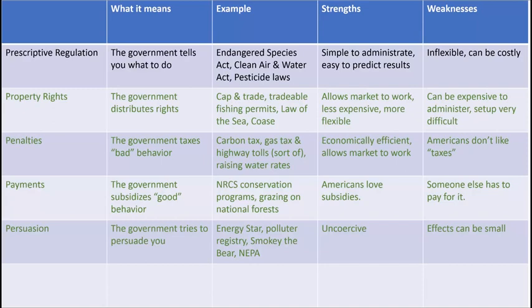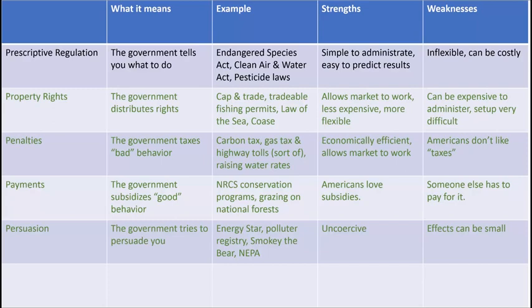Now, you'll notice that the last four I've talked about are all in green. And so these are all things that I consider to be market-based approaches, as opposed to the first, which is a prescriptive regulation or a command and control regulation. And in this assignment that you have for Unit 3.1, you're kind of supposed to compare the two.